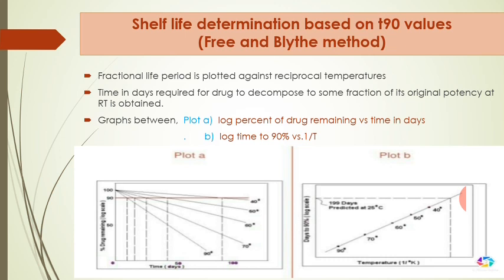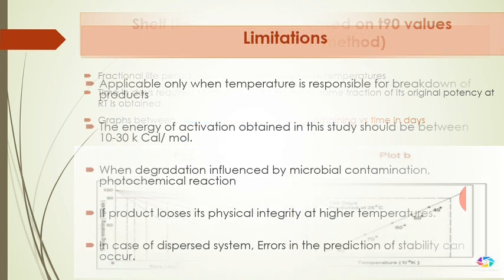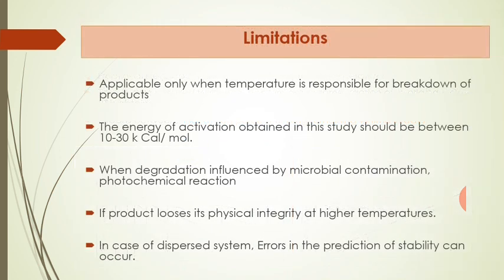So these are the methods for determination of shelf life based on accelerated stability studies. Next, what are the limitations of accelerated stability studies? First, accelerated stability studies are applicable only when temperature is responsible for the breakdown of the product. Then the study is applicable only when the value of activation energy obtained in these studies is between 10 to 30 kilocalories per mole.